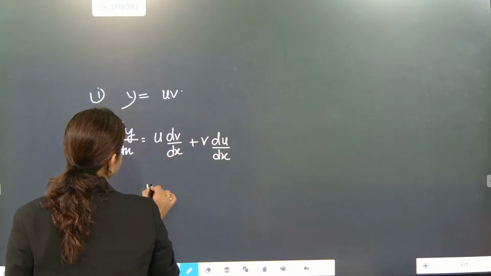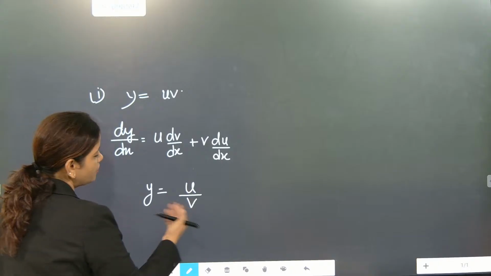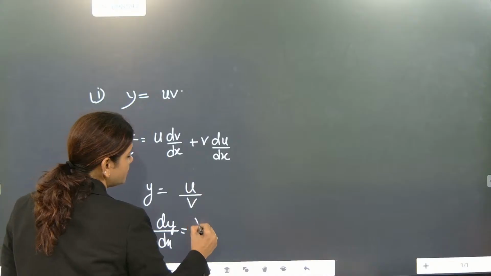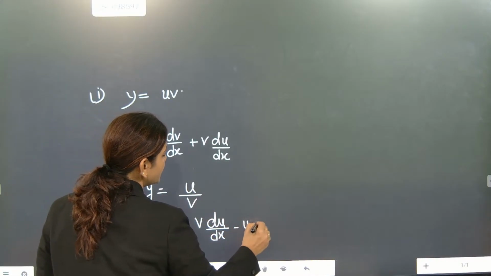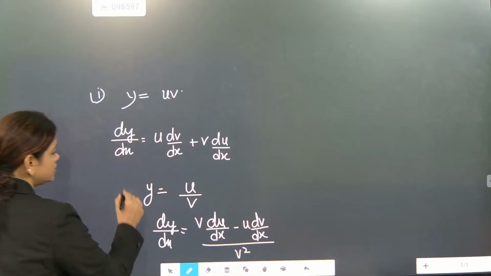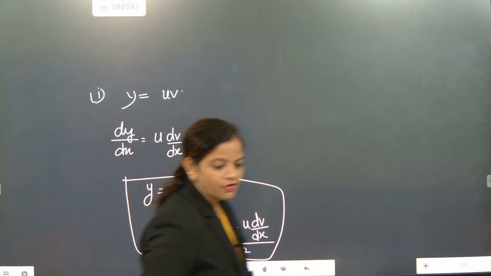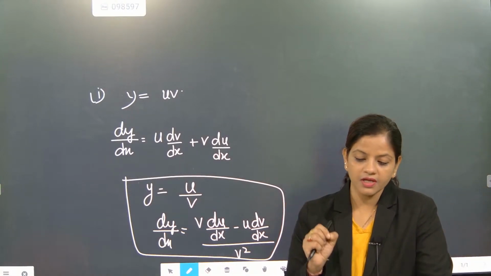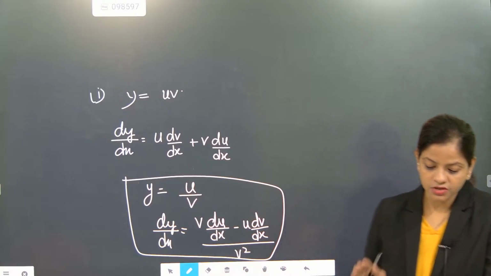The other one is u by v. When such situations come, how do we respond? dy by dx: remember nicely, v will be written as it is. First u will be differentiated, then u will be left and v will be differentiated, and v squared comes down. So these are two methods of differentiation. Understood? All the formulas we are using are purely derived from first principles of differentiation.